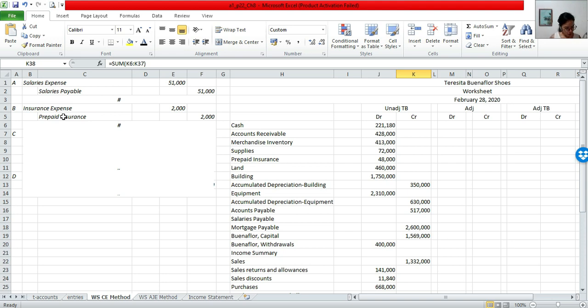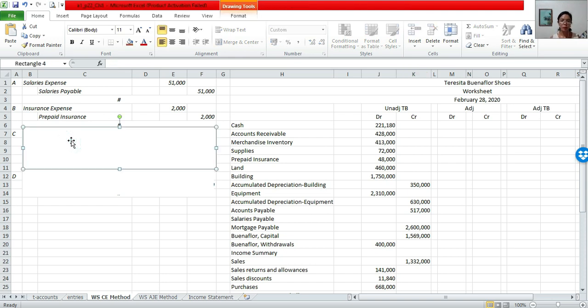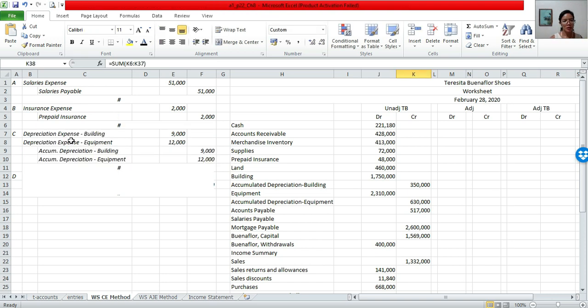In letter C, we are told that depreciation on the building and on the equipment for the month amounted to 9,000 and 12,000 respectively. So we have depreciation expense for the building and the equipment, and I have decided to prepare a compound entry for that. Anyway, it's just under letter C. So that's debit depreciation expense, building 9,000, debit depreciation expense, equipment 12,000, then credit the respective accumulated depreciation accounts also for 9,000 and 12,000 respectively.